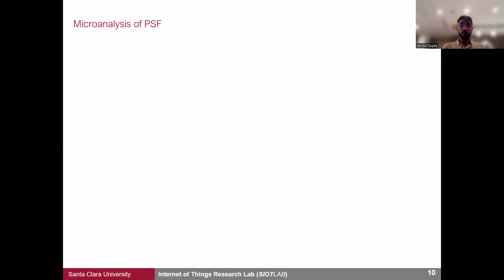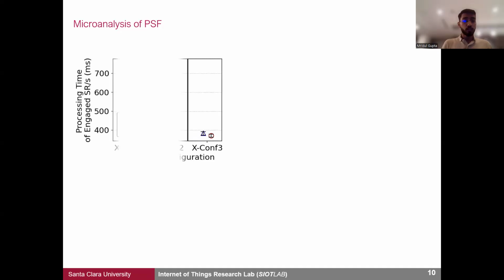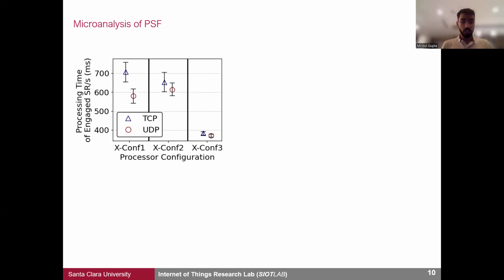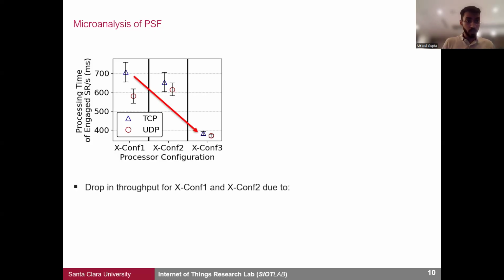Now, to understand why XConf1 and XConf2, which try to simulate the single core configuration, have a lower throughput, we ran some micro-analysis of the PSF rings. The first micro-analysis that we did was trying to understand the processing time of each of the PSF stages. One such stage, the send to and recycle stage, is shown here. We can clearly see that XConf1 and XConf2 have much higher processing time than XConf3.